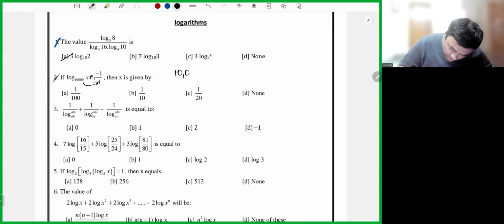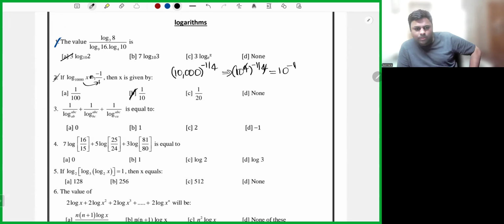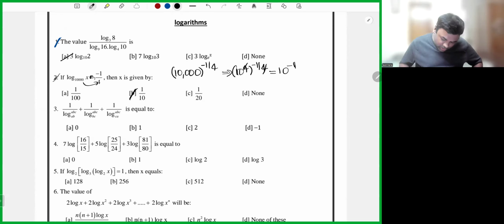10,000 power minus 1 by 4. I'll write 10,000 as 10 power 4, whole power minus 1 by 4. The 4 and 4 cancel, leaving 10 power minus 1, which is simply 1 by 10. Okay. Next, third one.